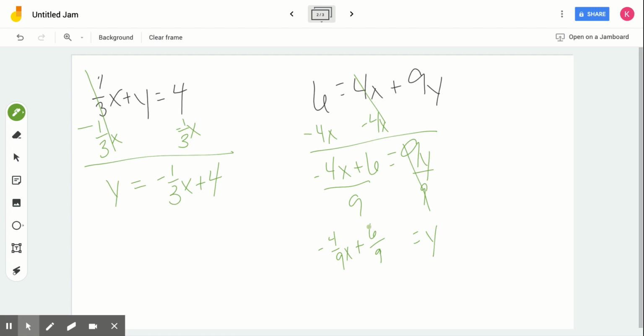So here the only thing left is that we are going to simplify 6/9. When we do that, 6/9 is the same as 2/3. Now in this question, we have y all by itself again, which is what they're asking us for. So again, we're finished at this point with this problem.